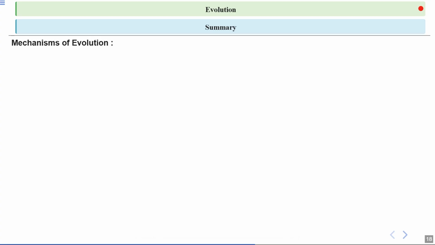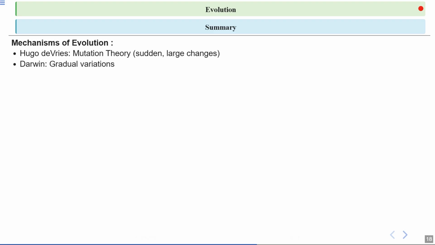Now we have discussed the theory. Let's summarize this entire lecture. We talked about the mechanism of evolution. Hugo de Vries gave the mutation theory. He said that these mutations are sudden, they are large, and the evolution of a new species occurs in a single step. So he called it saltation. A single step large mutation leads to evolution of a species.